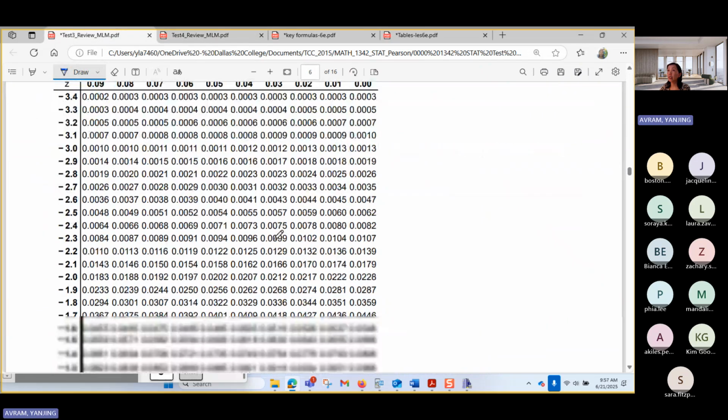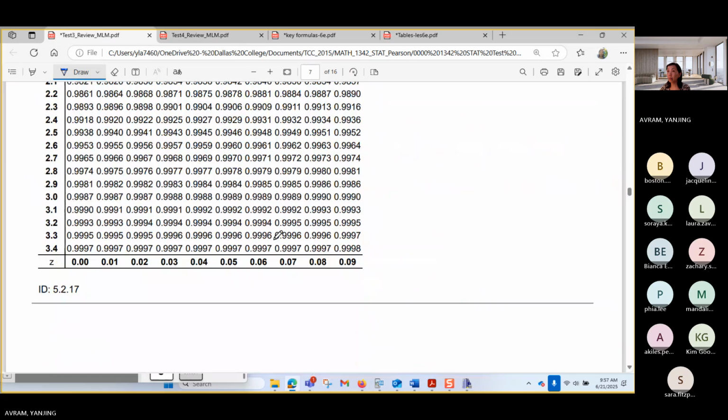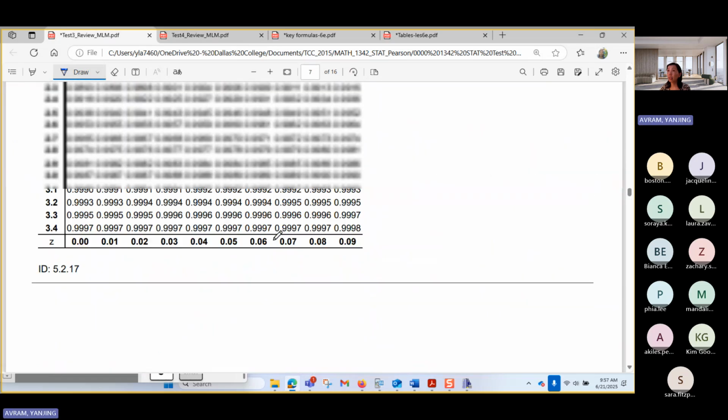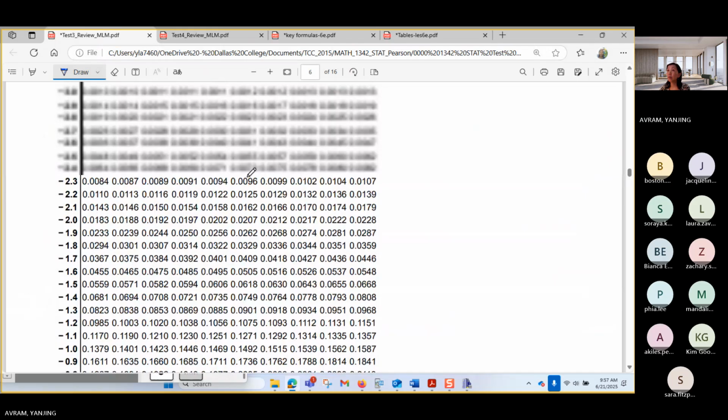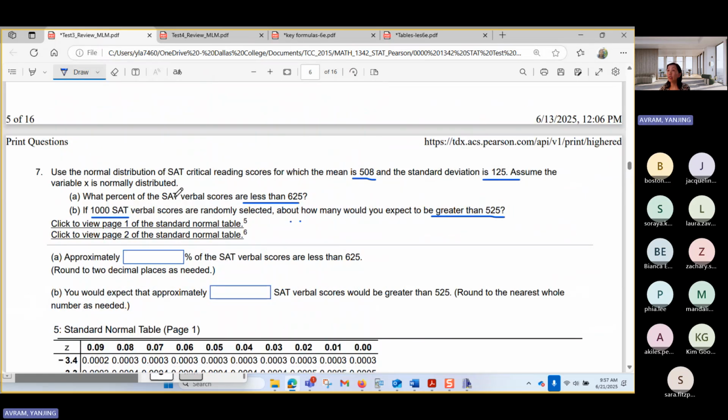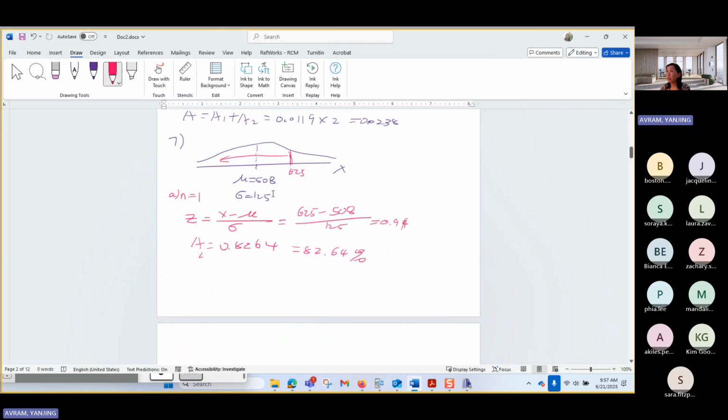So that is the first one in here. The second one here, you want to select, and this one will be greater than 525. You're still using the mean and the standard deviation from the previous one, so your mean and standard deviation are still the same.